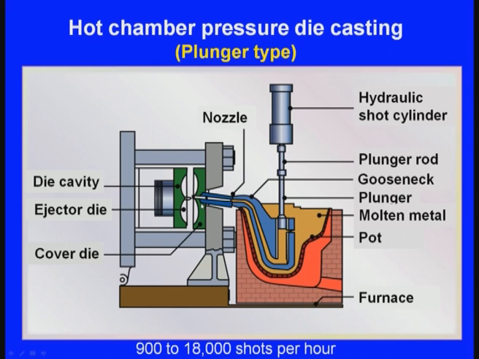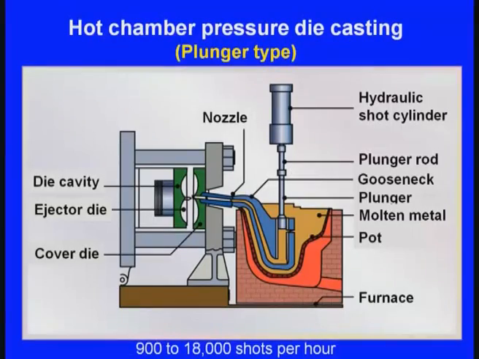This movable die is also known as the ejector die. Here there is a cavity. Now, once the plunger, the pusher, is pushed down, the molten metal is trapped and it will be injected into the cavity here. Once the molten metal fills that cavity, there will be a cooling system. This cooling system flows around the molten metal, and the molten metal inside the dies will be solidifying at a very fast rate.